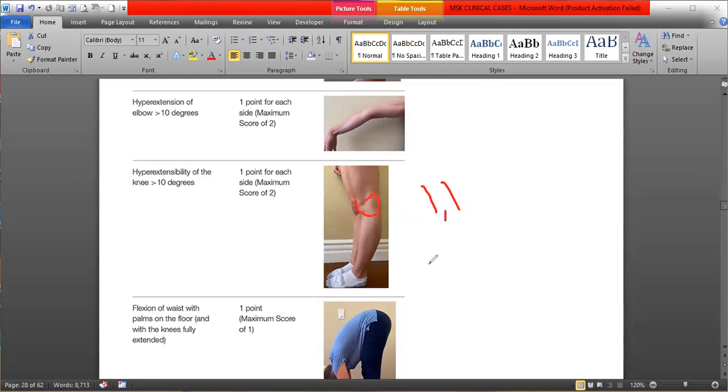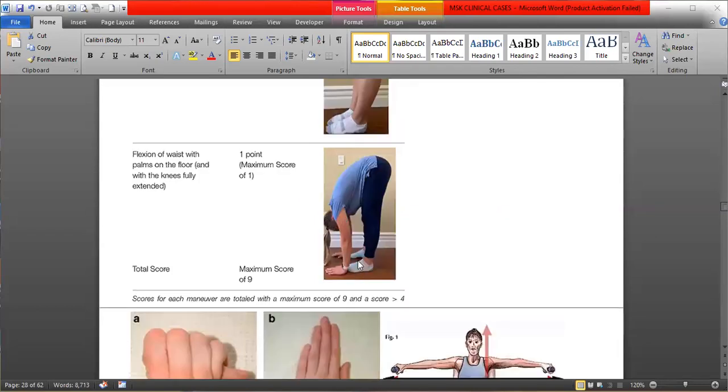Okay, and lastly we'll ask the child to touch the floor. In a normal individual it will be difficult to touch the floor easily. But if the child has a hypermobile joint, that will be easy to touch the floor, keeping the knee joint in a straight position. So that is giving our one score.